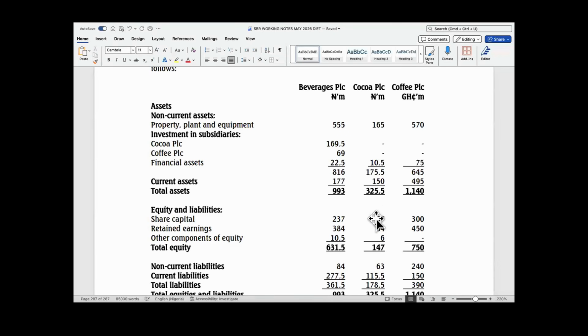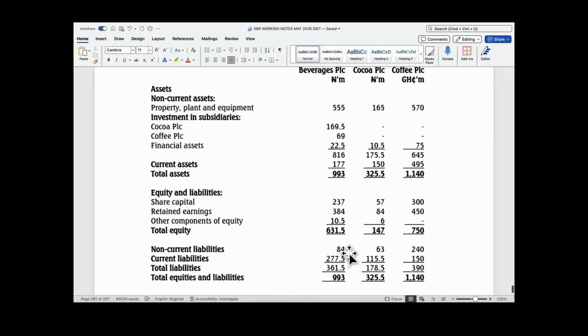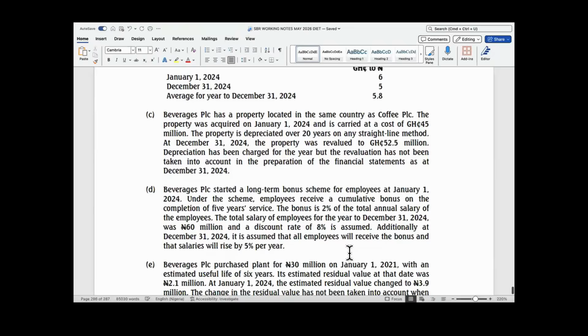Can you all see it? Yes, I think you can. 57.